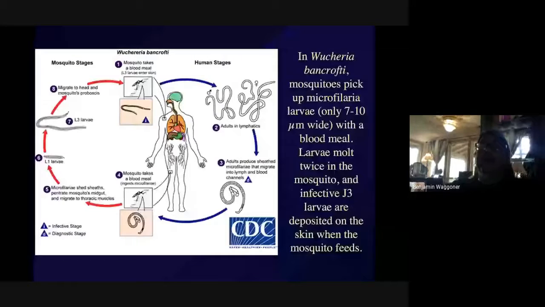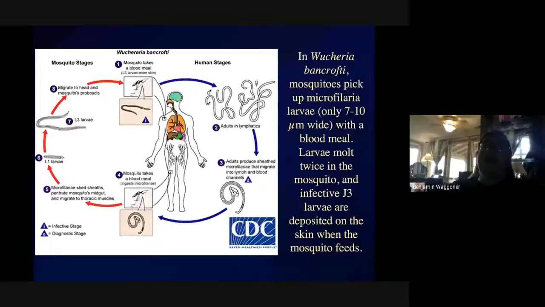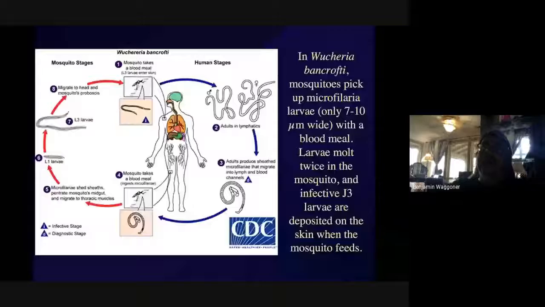Mosquitoes pick up microfilaria larvae with a blood meal, and at this stage, they're only 10 microns wide, very, very narrow. The larvae molt in the mosquito twice, and the infective third stage larvae, L3 or J3, migrate to the mosquito's head, and they're not actually injected into the skin like malaria is, but they're deposited on the skin when the mosquito feeds, and they'll crawl right into the bite wound, travel through the circulatory system, and they end up in the human lymphatic system.